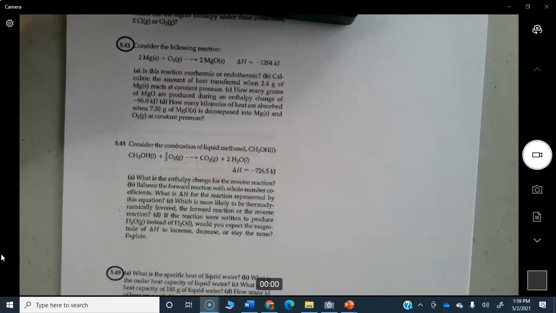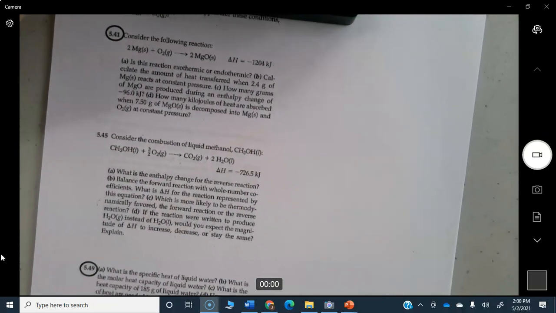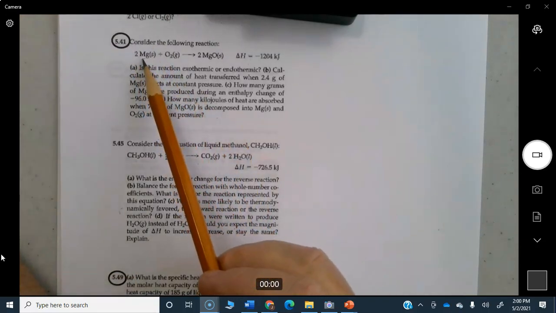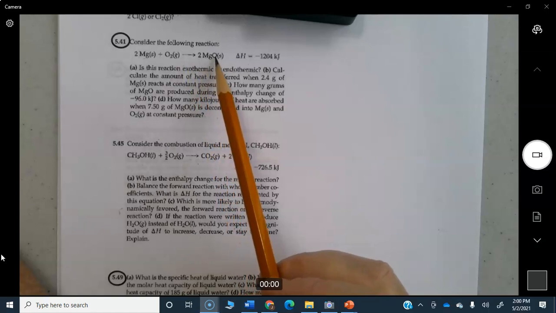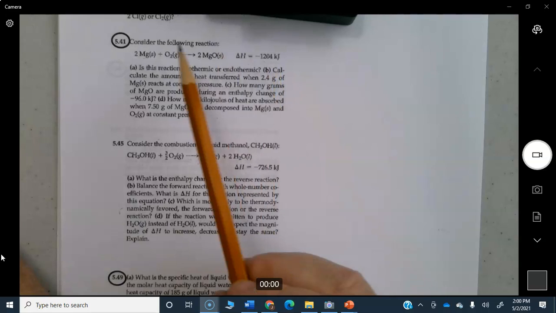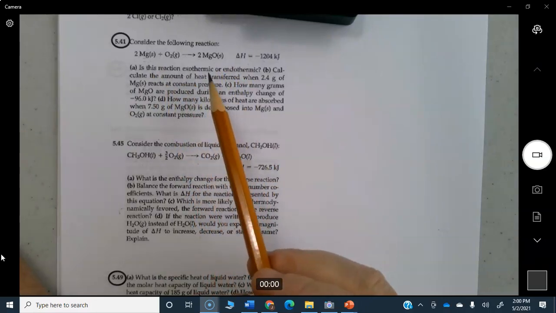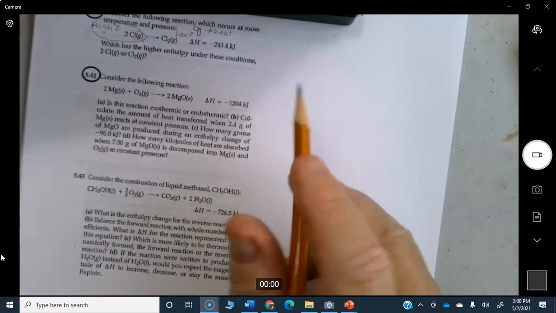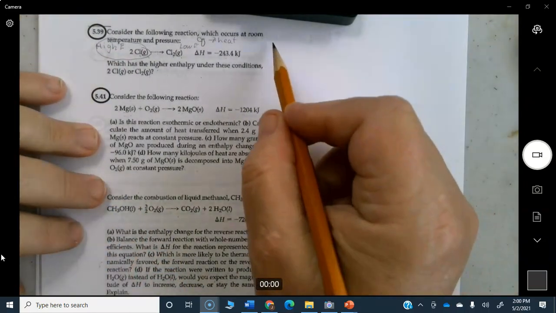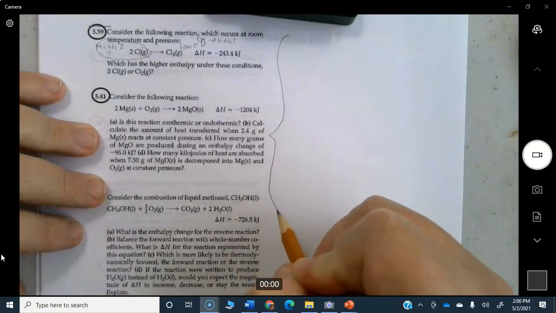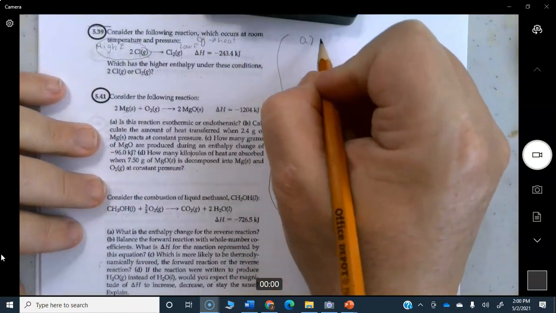Okay, let's move on to 41. All right, so you have a reaction. It's two magnesium atoms plus an oxygen molecule are going to combine to form 2 MgO. And so that's a compound, an ionic compound. You can see that it is exothermic. It's giving off heat. That means it goes from higher energy on this side to lower energy on this side. So A, is the reaction exothermic or endothermic? So the reaction is, and this is a multi-part problem, so I'm going to kind of write all my answers for this one over here. So A, it's exothermic.